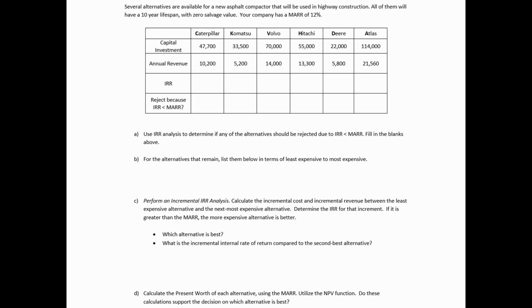So tell me what is the internal rate of return of each, and whether it should be accepted or rejected. Now this cash flow, each one of them we're going to assume lasts for 10 years and has 0 salvage. And you can see in the handout it says that the MAR is 12%.